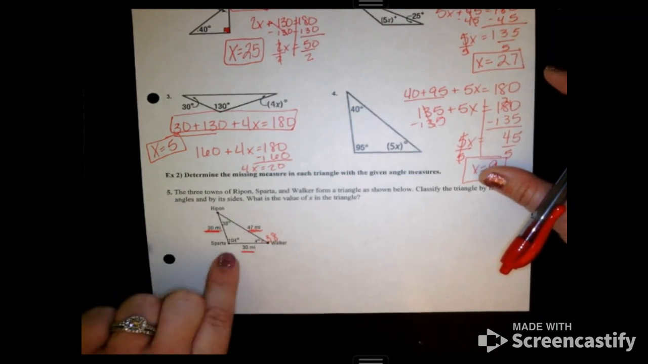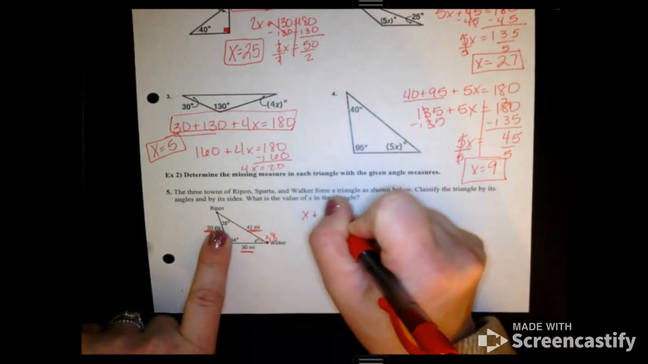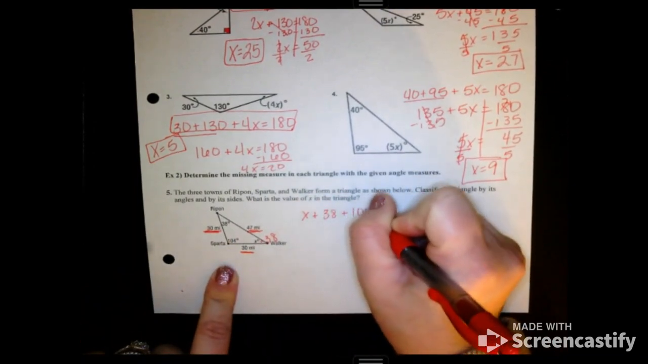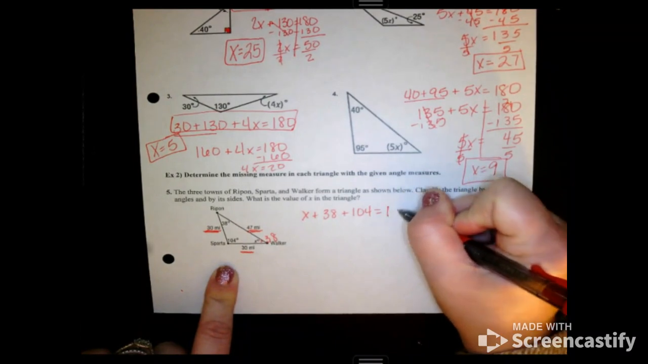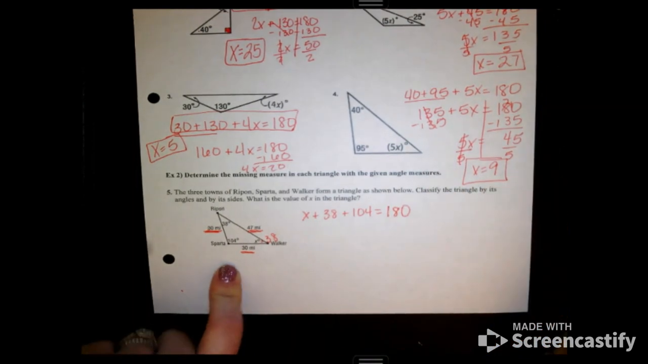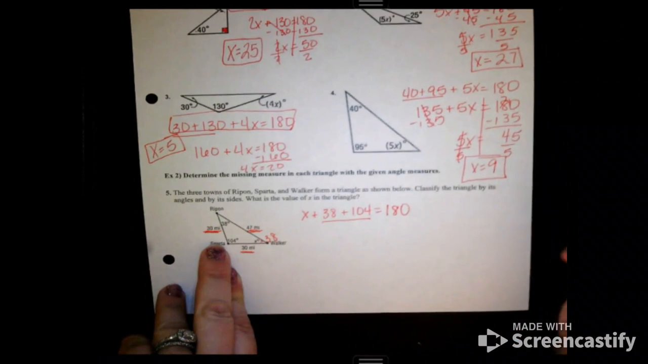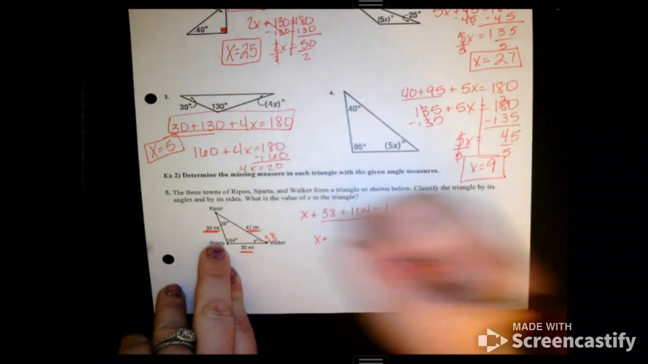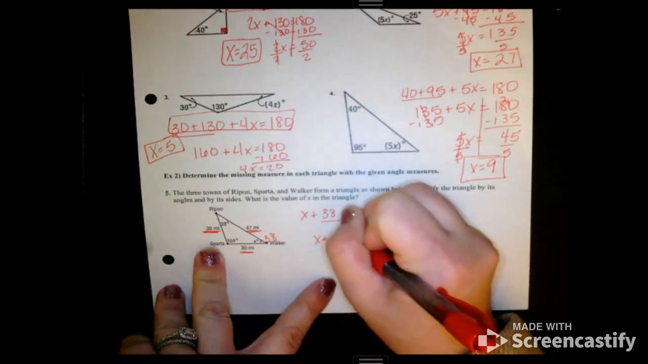Could I add them all up? Do it exactly like I did these 4. So I have x plus 38 plus 104 equals what? Guys, what did I do the first 4 times? 180. All right, what would I do next? 38 plus 104, which gives me 142.